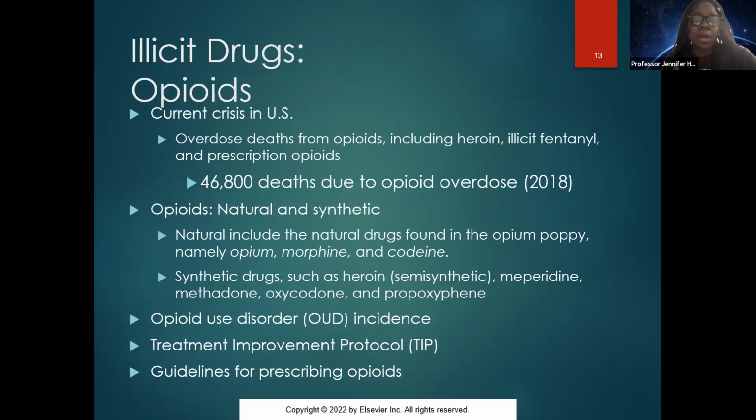And then opioid overdose deaths. Opioids include heroin, illicit fentanyl, and prescription opioids. There were 46,000 deaths due to opioid overdose in 2018 alone. Your natural forms include morphine, codeine, and opium. Your synthetics include heroin, methadone, and oxycodone.